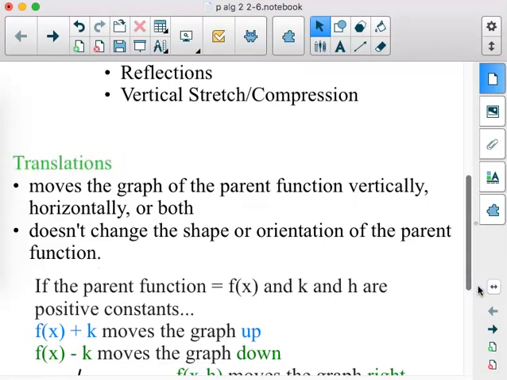So first up, translations. That's just going to be the objective that we talked about from this section, which is finding out, you know, slide it, glide it, left, right, up, down, where does it go? So it moves the graph of the parent function vertically, horizontally, or maybe both. And it doesn't change the shape or the orientation of the parent function. So it's not a transformation, it's a translation. So that means the shape is held. And orientation has to do with reflections. You know, how you look in the mirror and you're backwards. That's not going to happen with these.